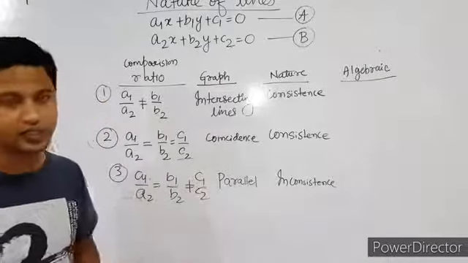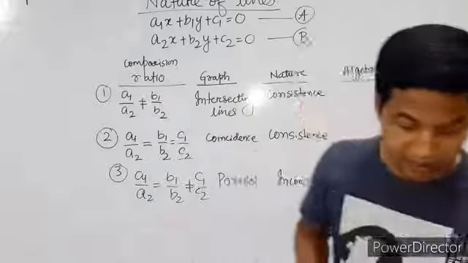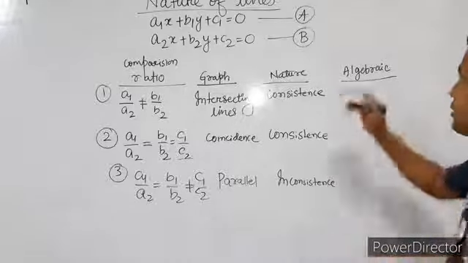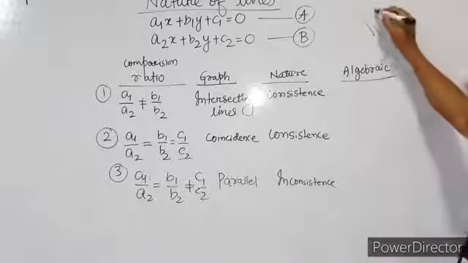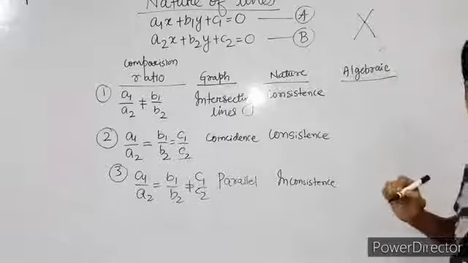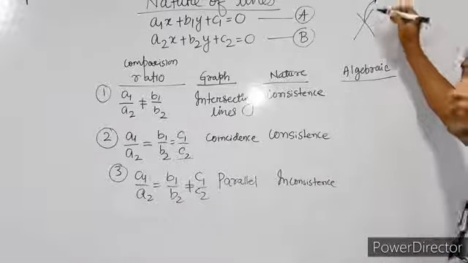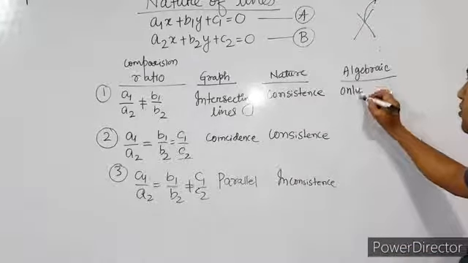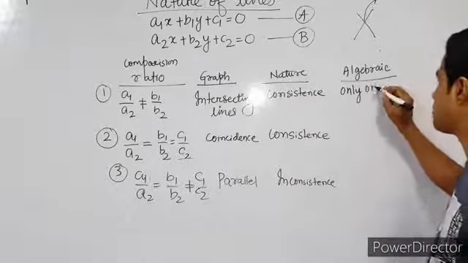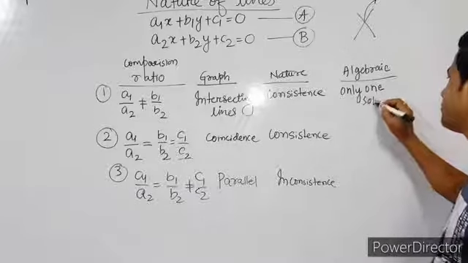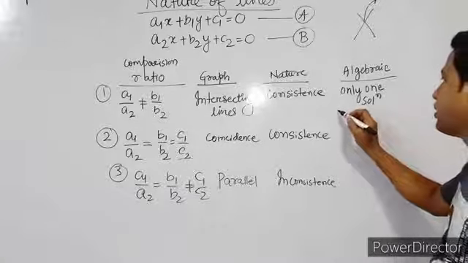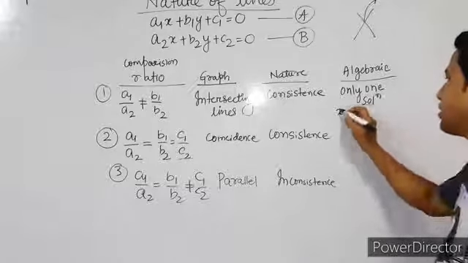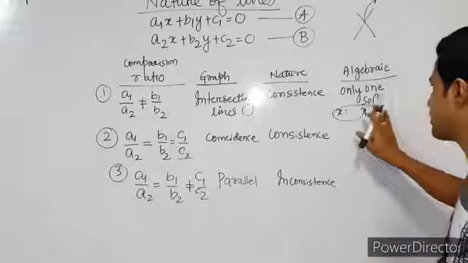So in our first case, what I found is that when the lines are intersecting each other, they cut at one point. So it means this is the solution, as we already studied. It means it has only one solution. Here we get only one value of x and one value of y, means they are unique solutions. This is the first thing.